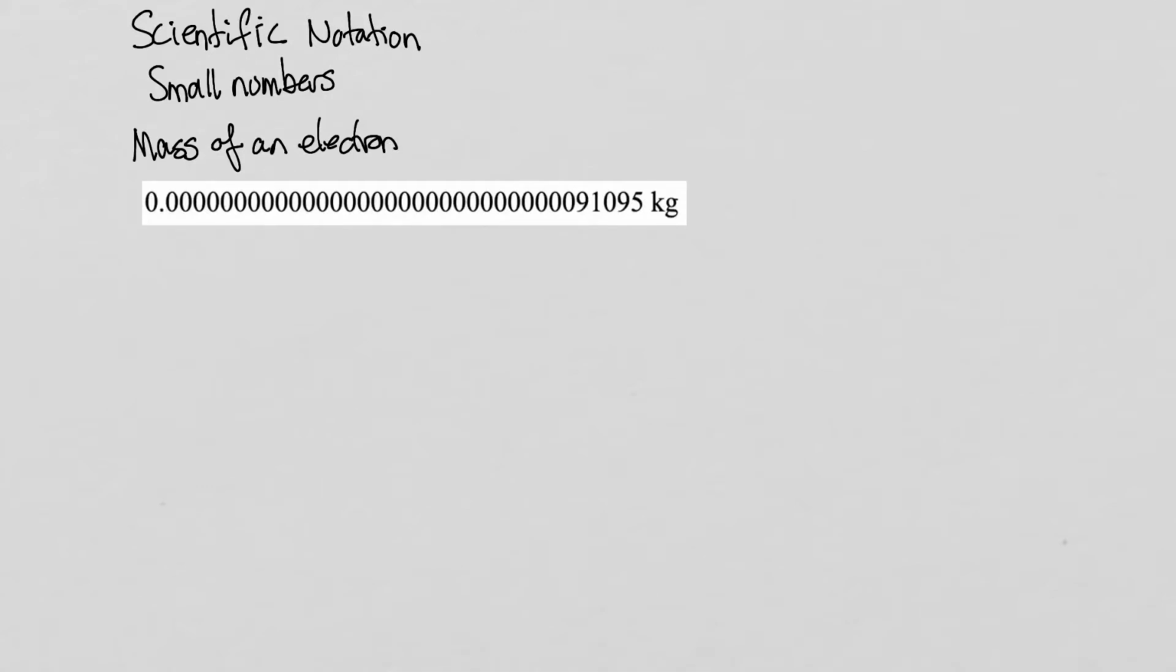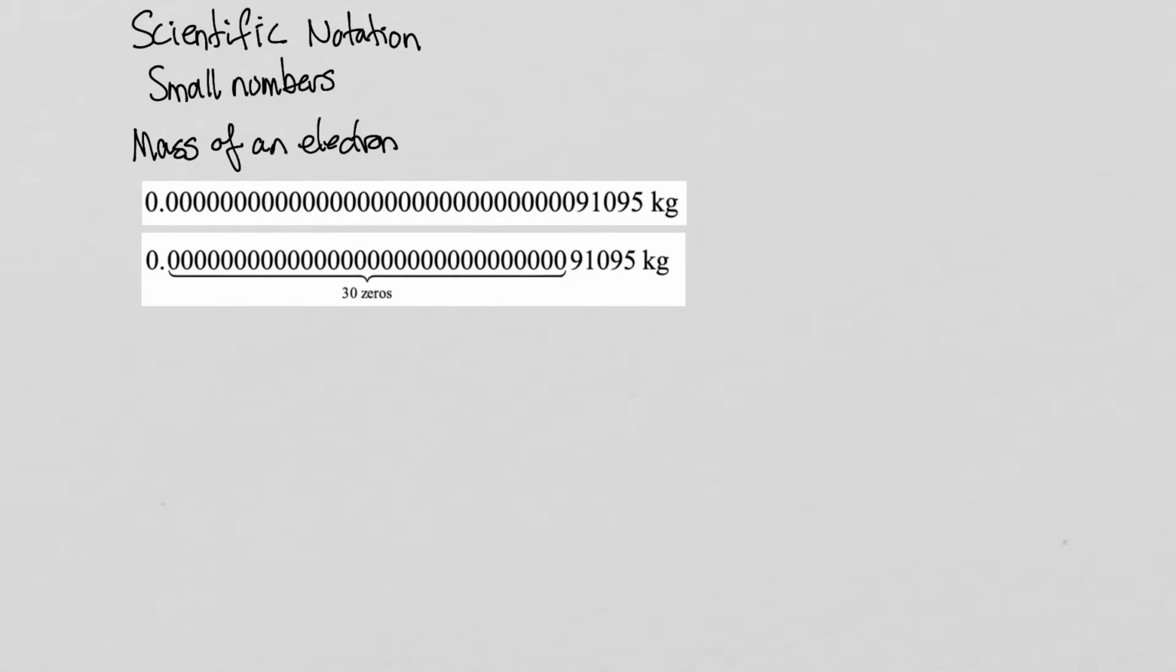So very often, too, in sciences, we come across very small numbers, again, numbers that have a lot of zeros in them. Let's take a look at an example. This is the mass of an electron in kilograms. Now, I counted up the zeros here, just the zeros to the right of the decimal. So I got point, and then 30 zeros here, and then 91095.